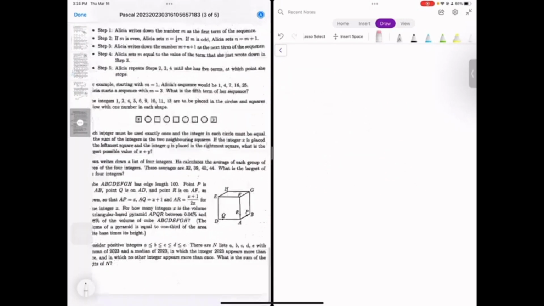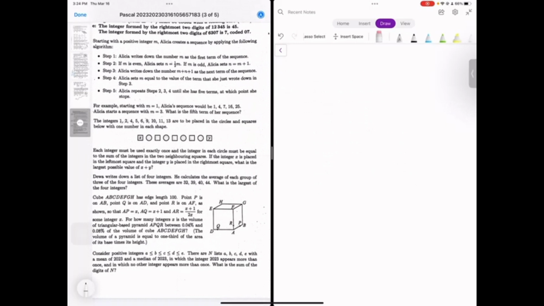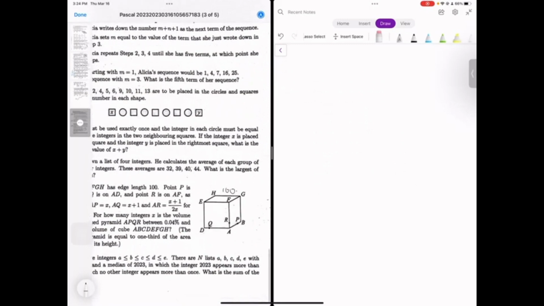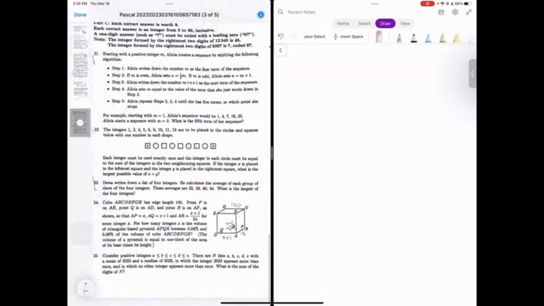24. So we first know that the side length of the cube is 100. Just mark it down, and then we know that AP is x, AQ equals x plus 1, and AR is x plus 1 over 2x. So first we need to calculate the volume of the pyramid, and it equals 1/3 of the base, so let's just write it as b, and then times height.